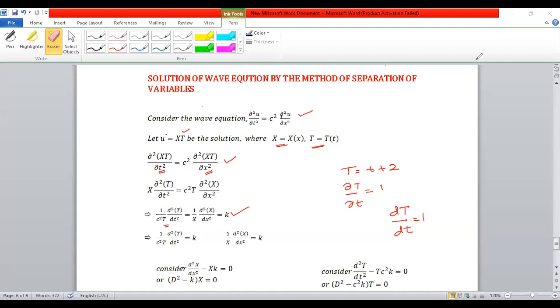Now let's consider each part separately and solve. First, I consider 1 by x into d square x divided by dx square is equal to k. And then I consider 1 over c square t into d square t divided by dt square is equal to k. First, I consider this.